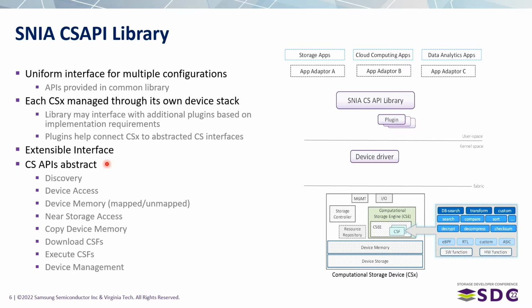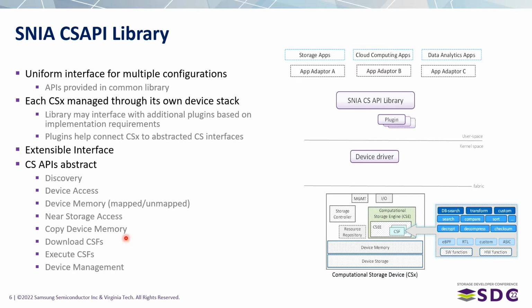And then we come to the device access. How do you access the device? Those are part of the device access. And then device memory. The memory could be either mapped or unmapped. I'll come to why we have discussed the mapped use case even before the standards came in, in the next slide, when we introduced Samsung SmartSSD 1.0 version back in 2020. Then near storage access. We need near storage access, and these APIs will help us with that. And then copy device memory. You need an API to copy to and fro from the device.